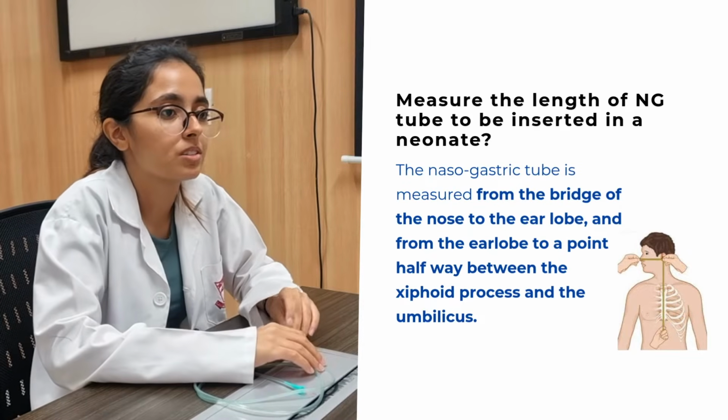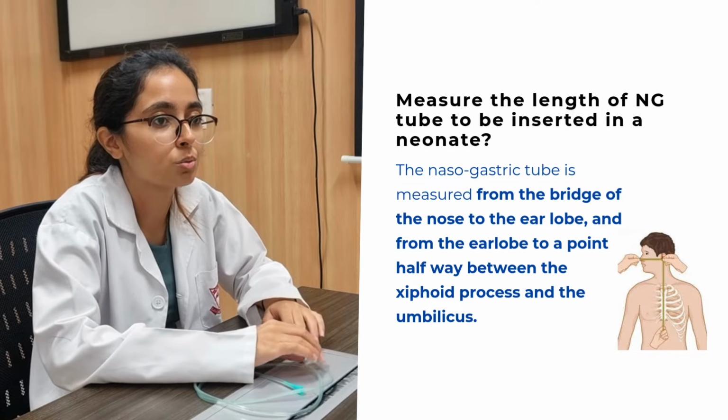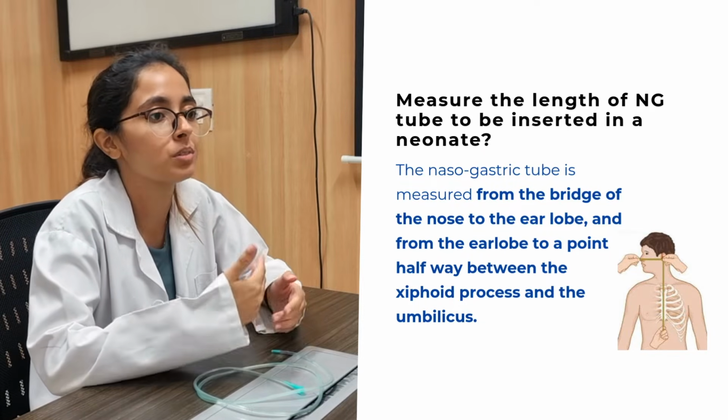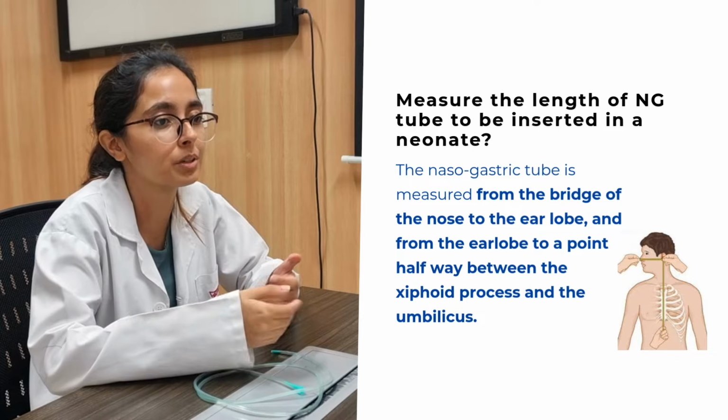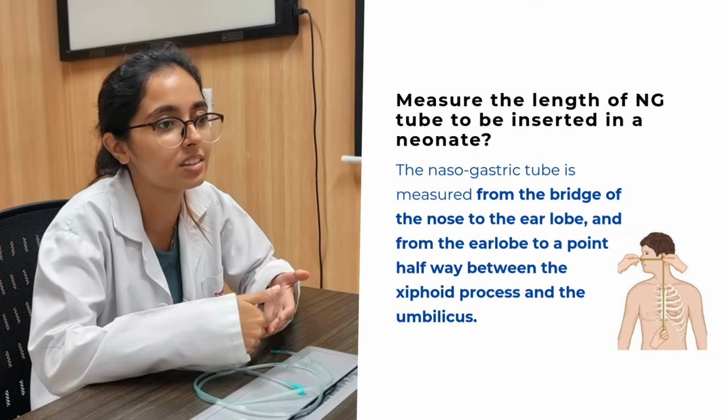Okay, and how do you measure the right length of nasogastric tube that needs to be inserted? Sir, it's basically measured from the bridge of the nose to the earlobe, and then from the earlobe to a point that's halfway between the xiphoid process and the umbilicus.